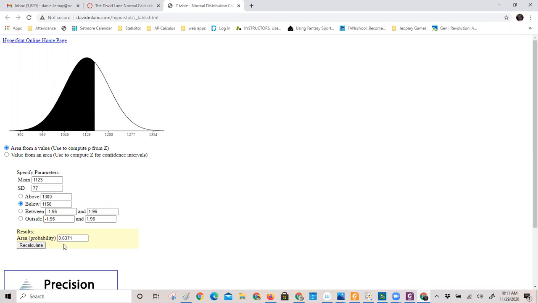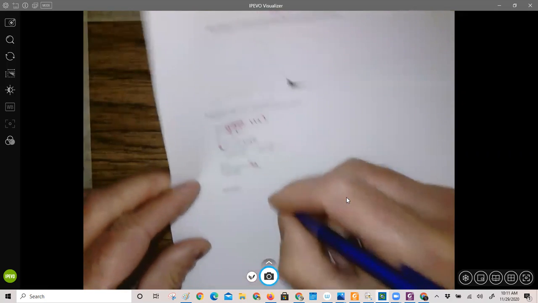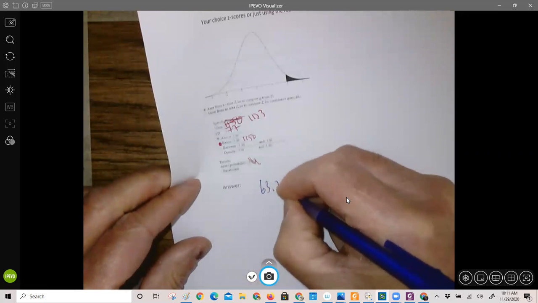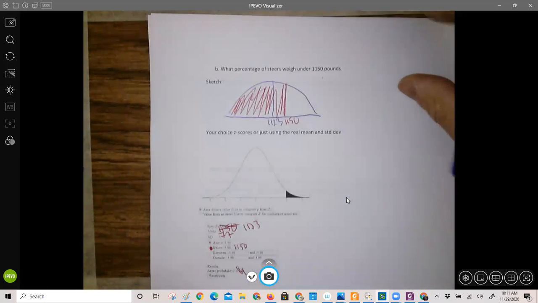And look at that. Look what it draws us. And there's the probability. So what's that? About 63.71%. Remember, you got to multiply by 100. So 63.71% of the steers will weigh less than 1150.